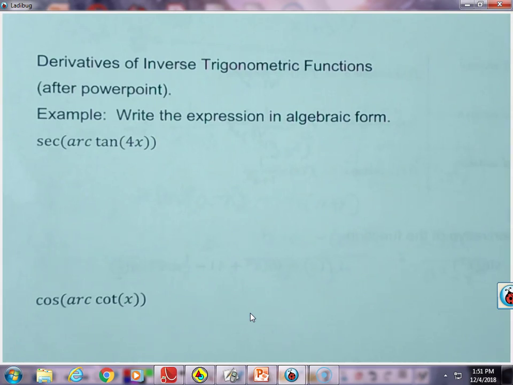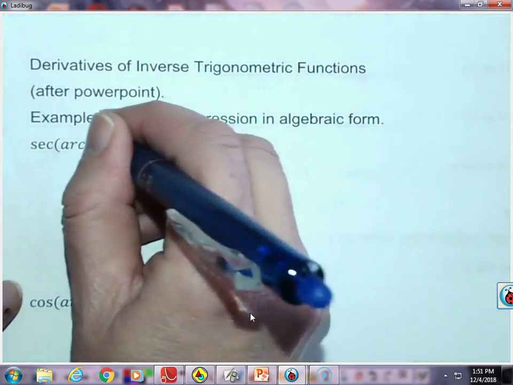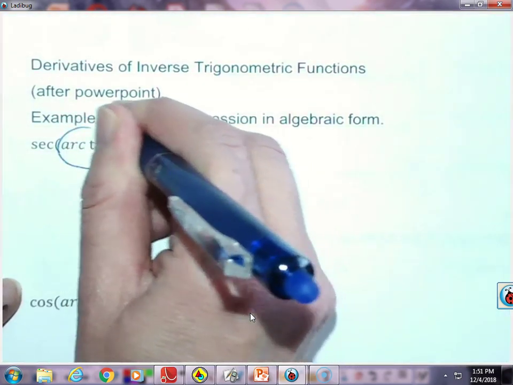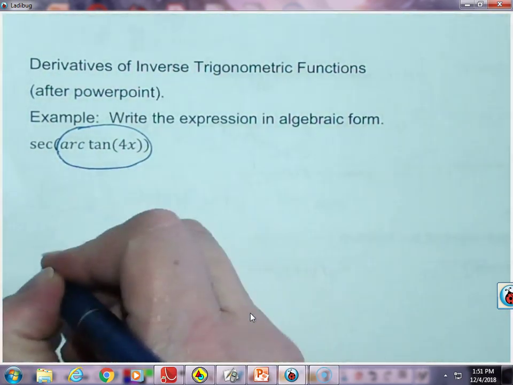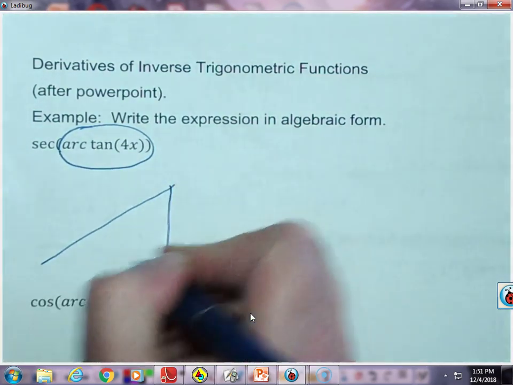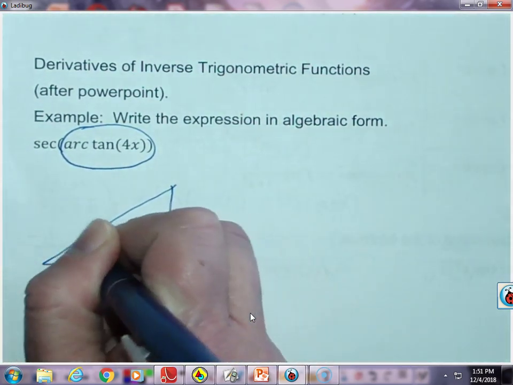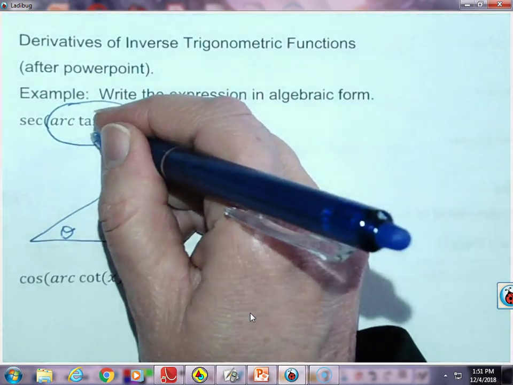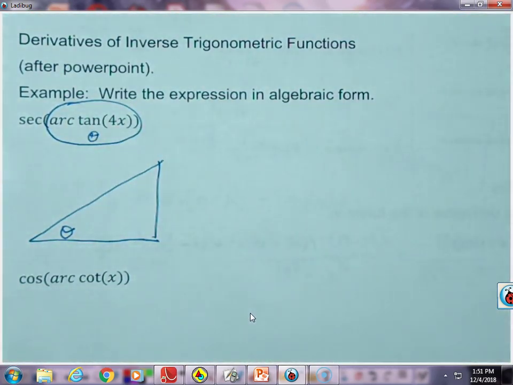So this says write the expression in algebraic form. So still I'm not taking derivatives. What I'm doing is training you how to work with the functions. So this says find the secant of the angle whose tangent is 4x. I don't care what the actual angle is. So what you're going to do is draw an angle. We've got to name this angle theta. Theta is going to be the angle whose tangent is 4x.